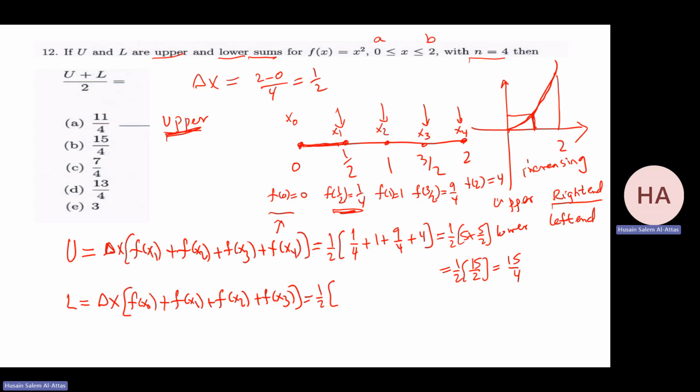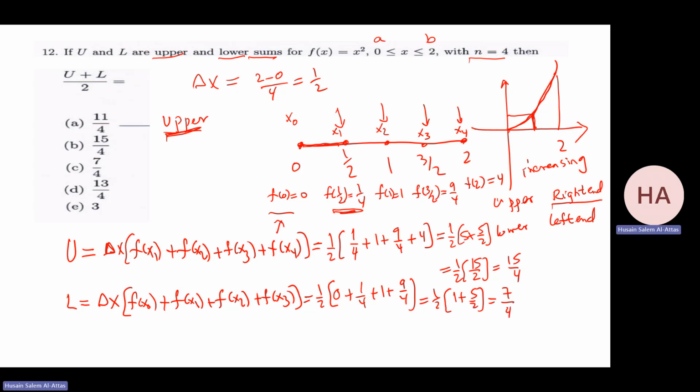F of x0, which is 0, 0 squared, that will be 0, plus 1 over 4, plus 1, plus 9 over 4. That'll give me what? Half times what? 1 plus 5 over 2. 10 over 4, which is 5 over 2. That will be what? 7 over 4.